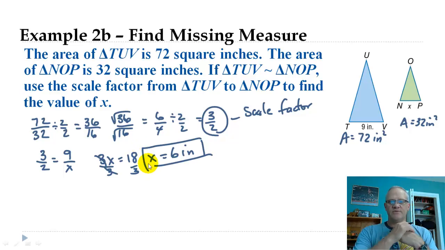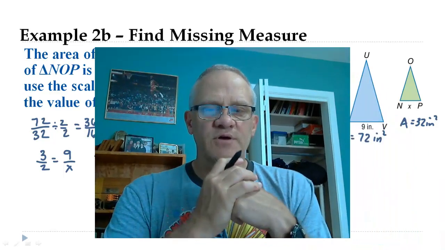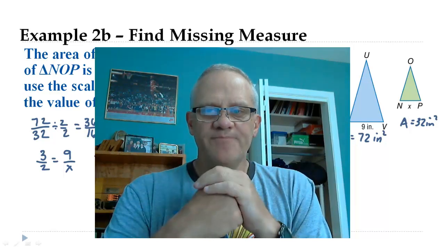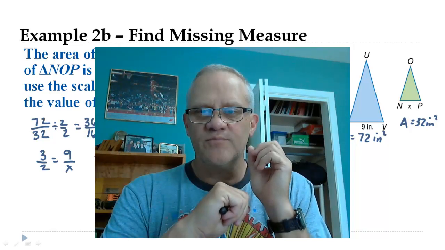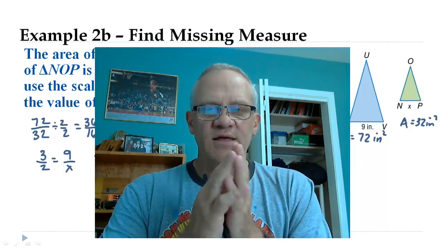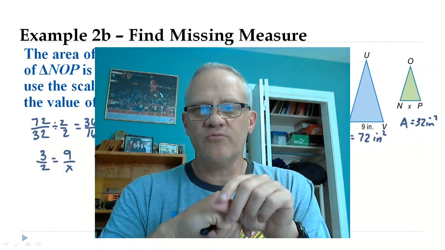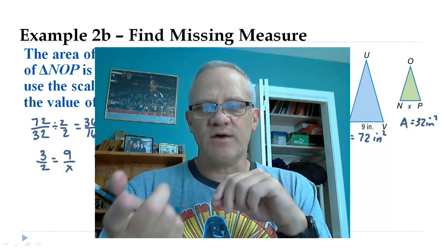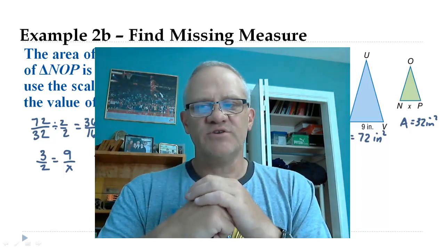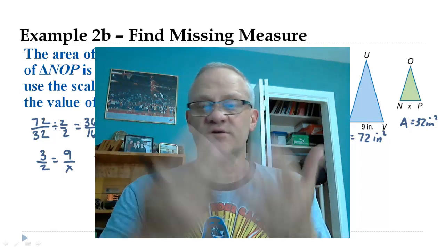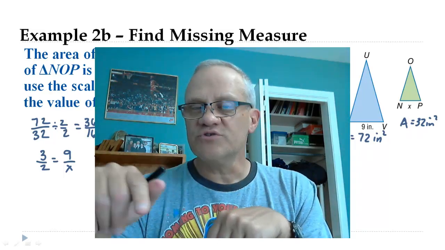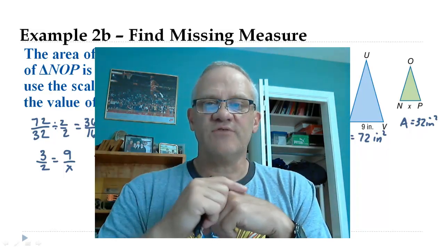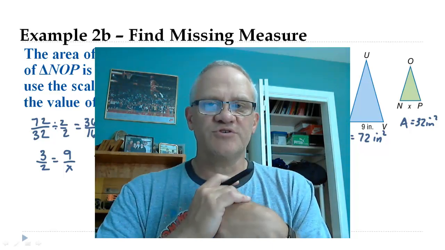All right. That's going to do it. That's all we're doing today. Just those two types of problems. So remember, if you have the side lengths, you set up a ratio and then you square them and use that new ratio with the areas. Or if you start with the areas, you set up the ratio and take the square root to get the scale factor, and then you can set up a proportion to solve.